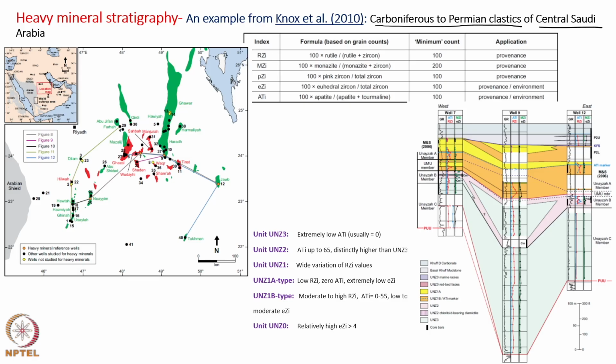To get into it, we have to understand a few indices involving heavy minerals. RZI means rutile zircon index, MZI means monazite zircon index, PZI means pink zircon index, and then total zircon index. Note in the previous, in RZI, R and Z indicate rutile and zircon respectively, M and Z indicate monazite and zircon respectively. Here in PZI only one letter is capital Z, and that indicates zircon.